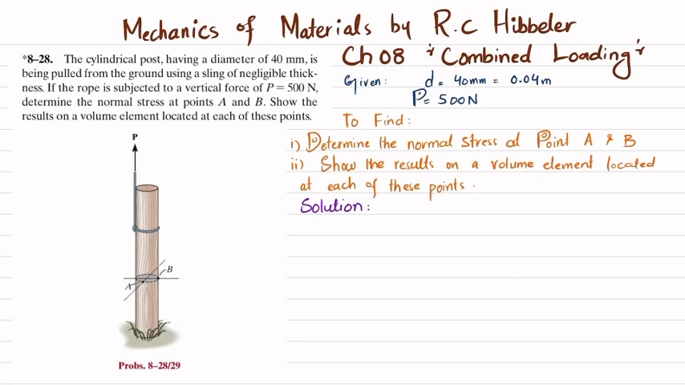So you can see this is a cylindrical post, and it is being pulled from the ground by using a sling that is negligible, and a force P is applied on the rope, and the value of P is 500 Newton. So you have to find the normal stress at points A and B. So let's start with the solution. If you cut the post at this point and draw the free body diagram, it will be like this.